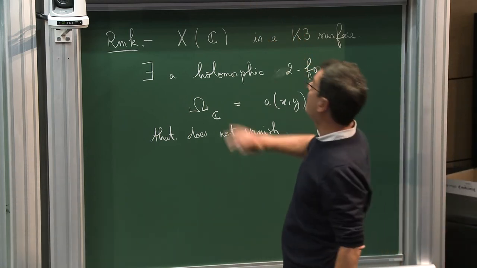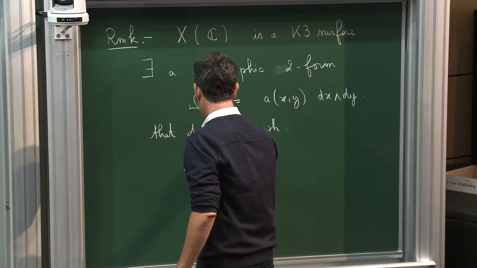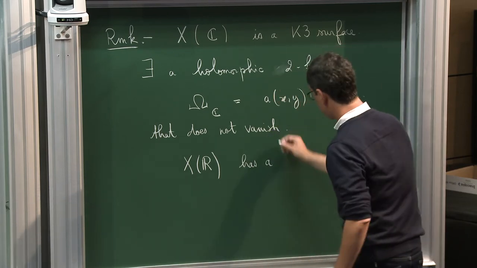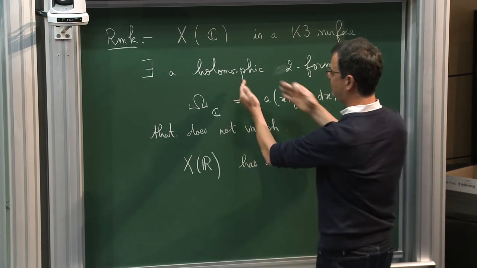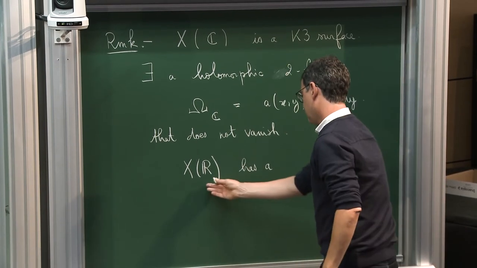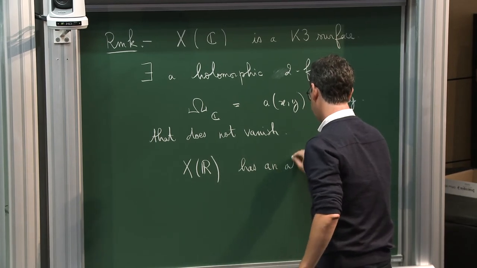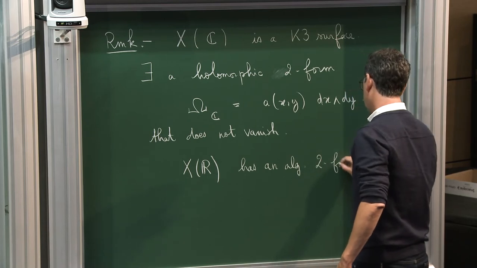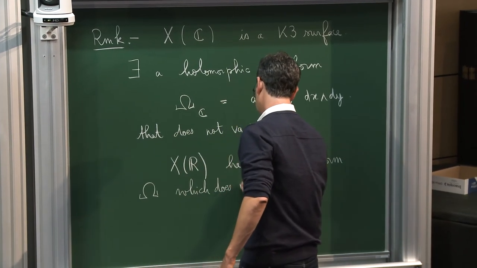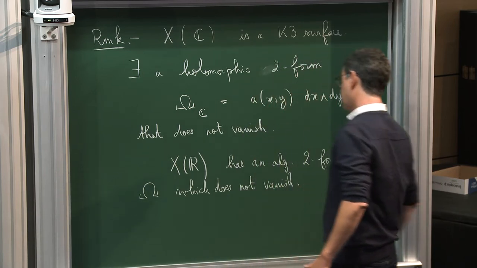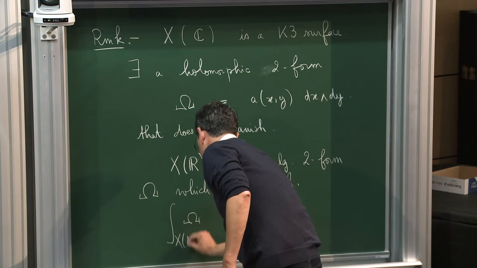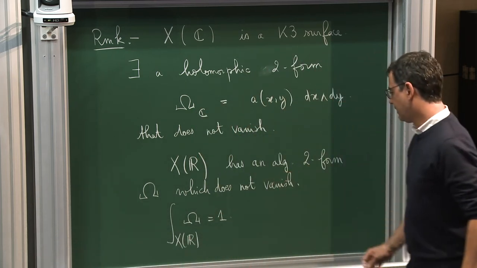And in the example here, where everything is defined over the real numbers, in fact X of R also has this holomorphic two-form. I said holomorphic, but in fact it's algebraic, defined by algebraic formulas in terms of the coordinates, and the same is true for X of R as an algebraic two-form, now a real two-form, which I denote omega, which does not vanish. And now if you normalize omega in such a way that the integral of omega over X of R is 1, then in fact omega is unique.